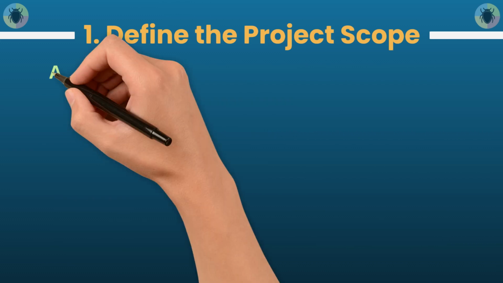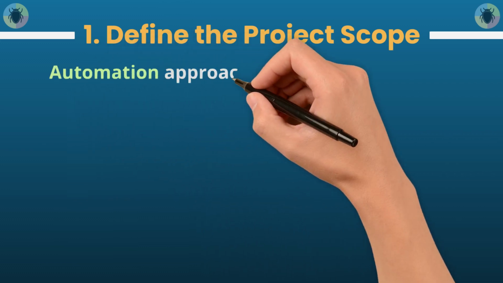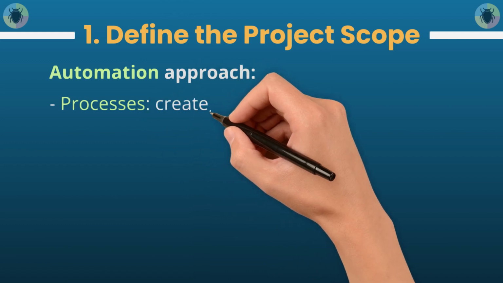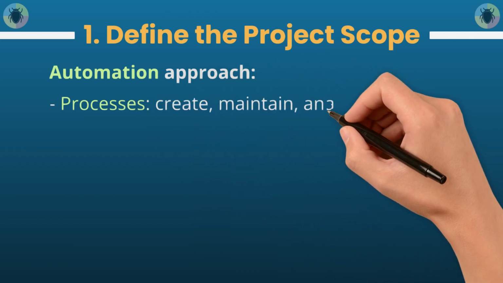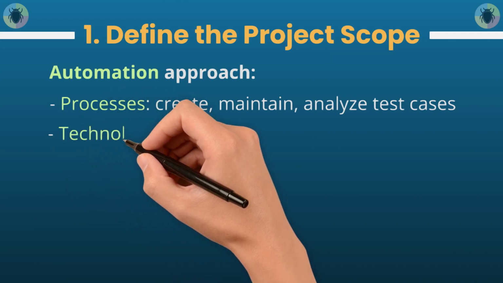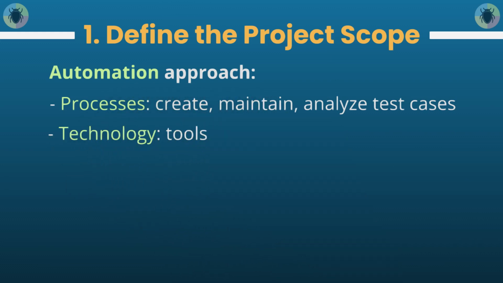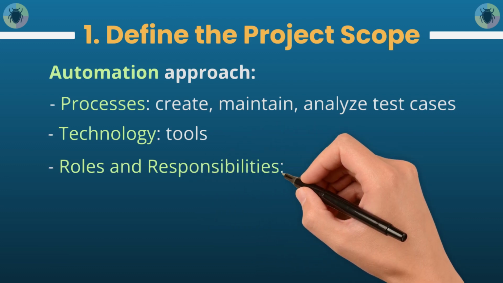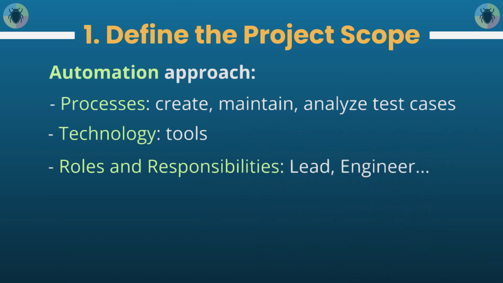When picking your automation approach, focus on these 3 areas. Processes. Set up procedures for creating, maintaining, and analyzing test cases. Technology. Choose tools and tech that fit your applications. Roles and responsibilities. Define clear roles like automation lead, engineer, and architect to keep things smooth.